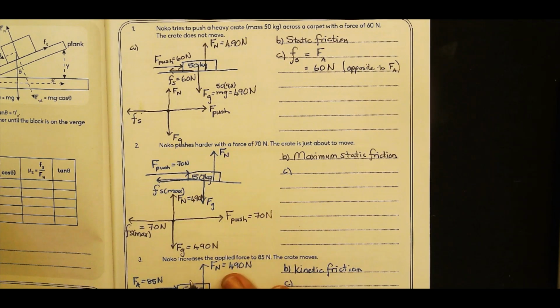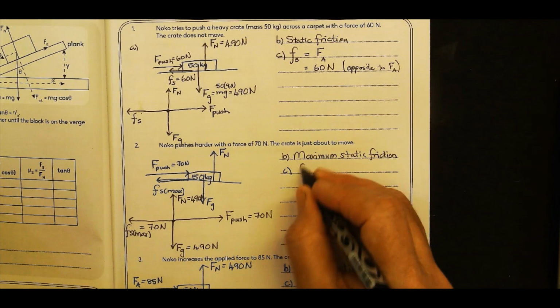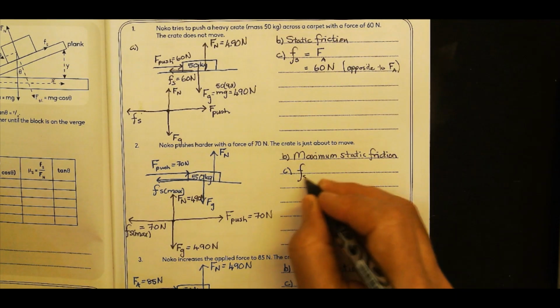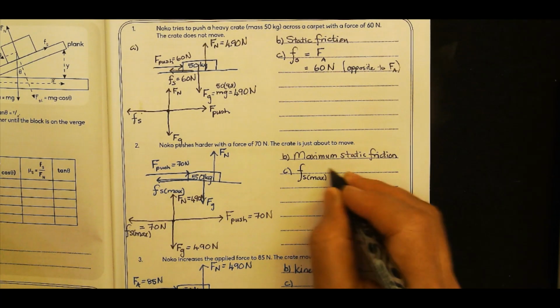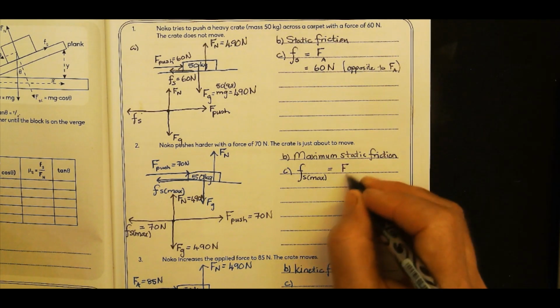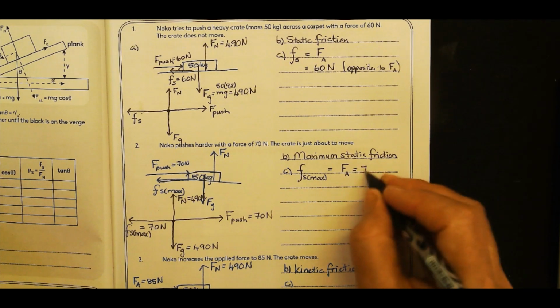Question 2, they say Norco pushes harder with a force of 70 newtons and the crate is just about to move, and we identified the friction as the maximum static friction. Once again, it's a static friction, so the maximum static friction would be equal to that applied force at the point where it will move, so it will be 70 newtons.